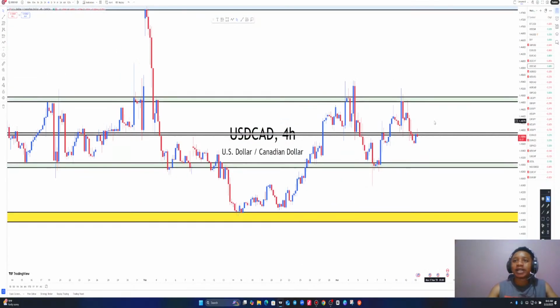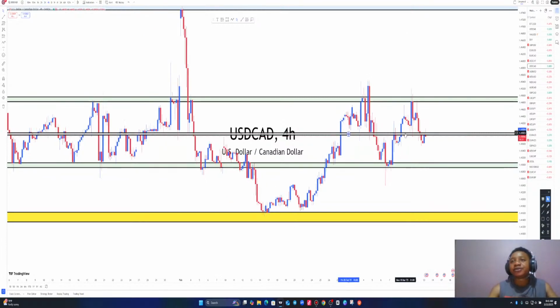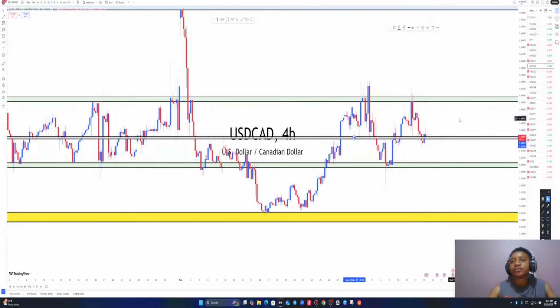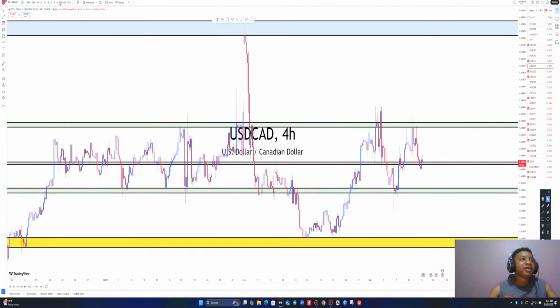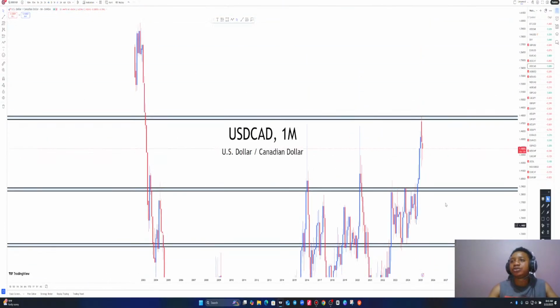Okay, so what is happening on USD CAD? Let's find out very quickly. Okay, so USD CAD, let's begin the analysis also from the monthly as usual.